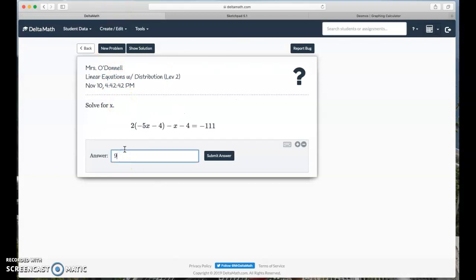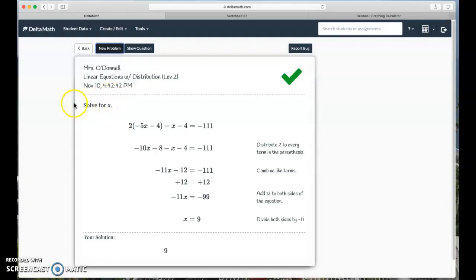I'm going to go ahead and type in my 9, enter, enter, and voila. That's solving linear equations with distribution level 2.